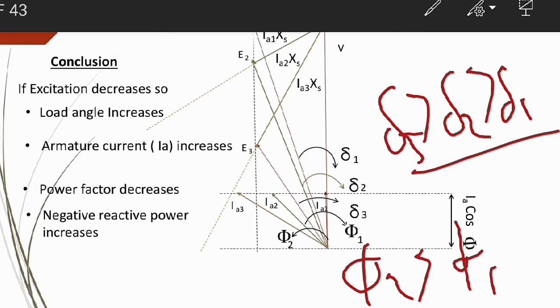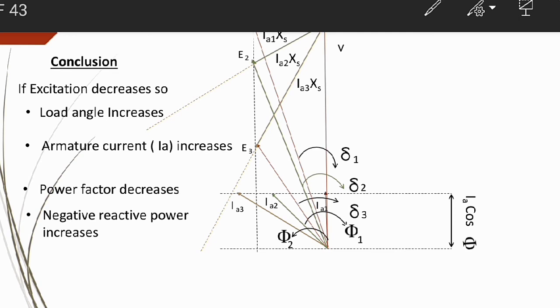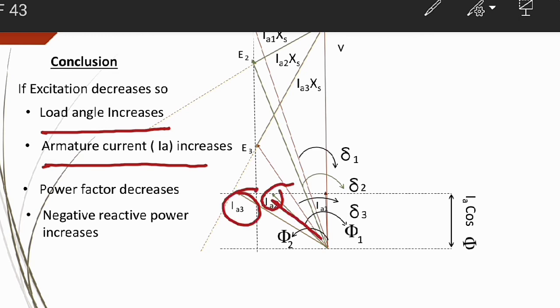Load angle increases, yes, load angle increases. Armature current increases, yes, armature current increases, because the first is IA1, this one is IA2, and this one is IA3.